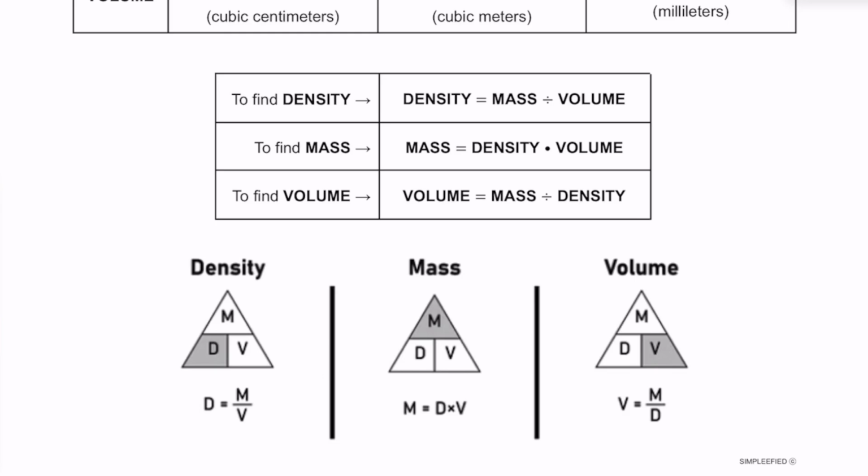To consolidate all the formulas into a small table here, to find density, take the mass and divide by the volume. To find the mass, take the density and multiply by the volume. And to find volume, take the mass and divide by the density.